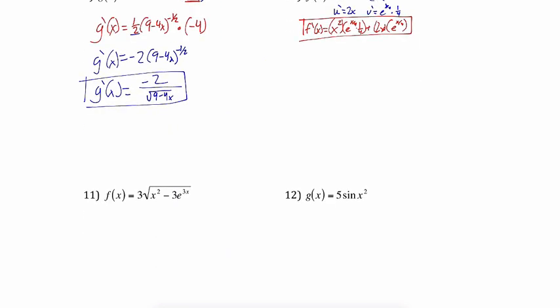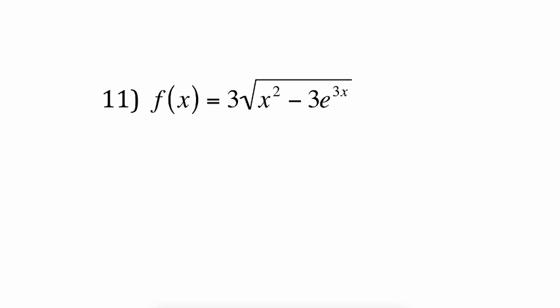Number 11, we've got another radical there, so it might be helpful to rewrite it. So rewriting this radical, we're going to have 3 times, instead of the square root of x squared minus 3e to the 3x, there's a lot going on there, we're going to write it as x squared minus 3e to the 3x, all raised to the 1/2 power.